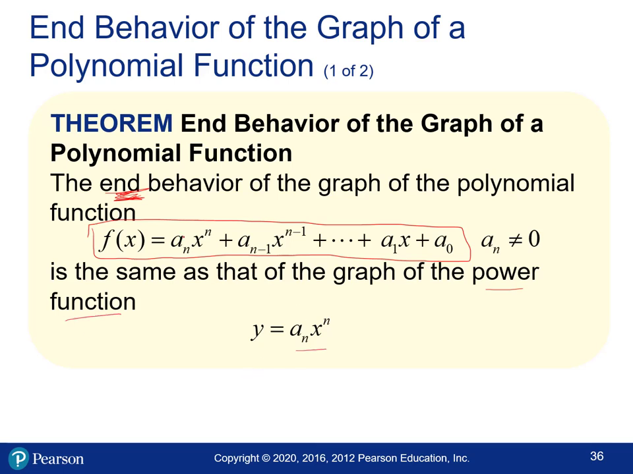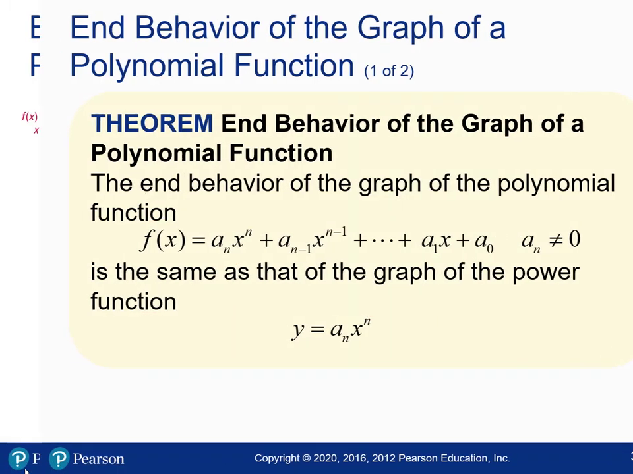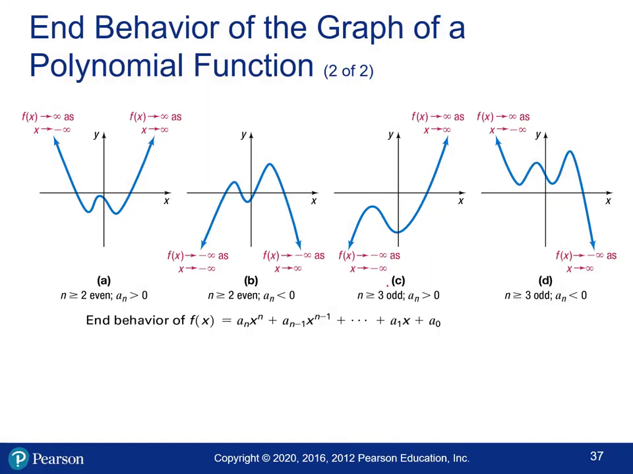And so if you notice, this is just your leading term. So yes, we'll have all these other terms in the back, but if we focus on just this leading term, which is our power function, x to some power here, then whatever this behaves as on the ends, so will our whole function, our whole polynomial function. And here are your 4 possibilities. It just depends on what's going on with your particular function.